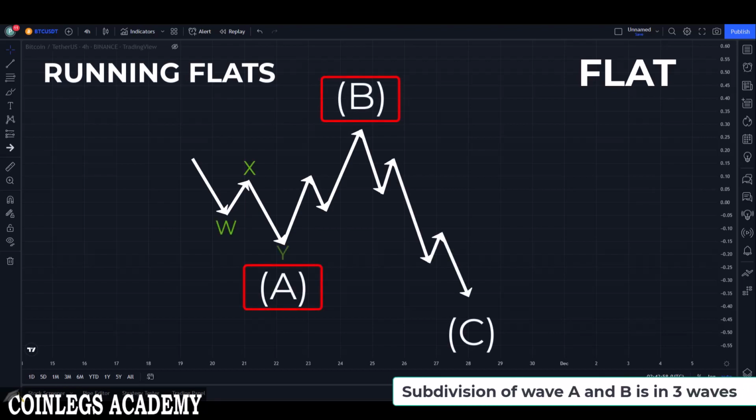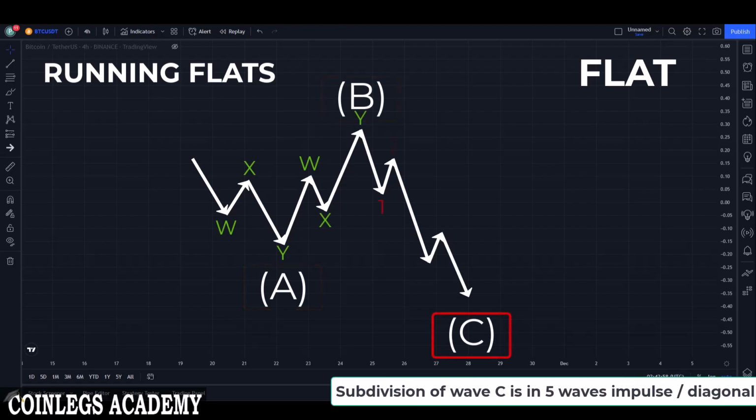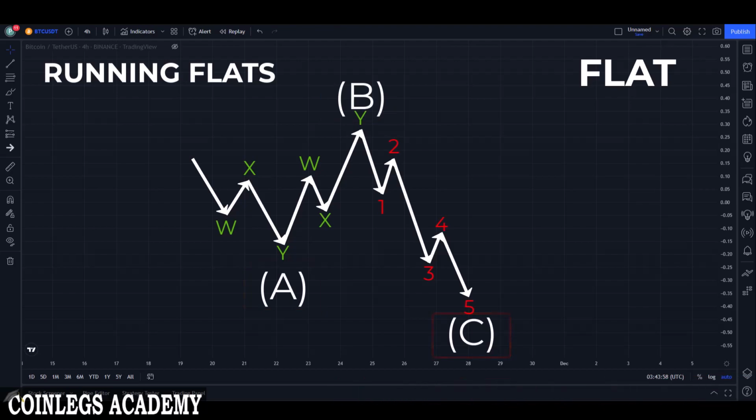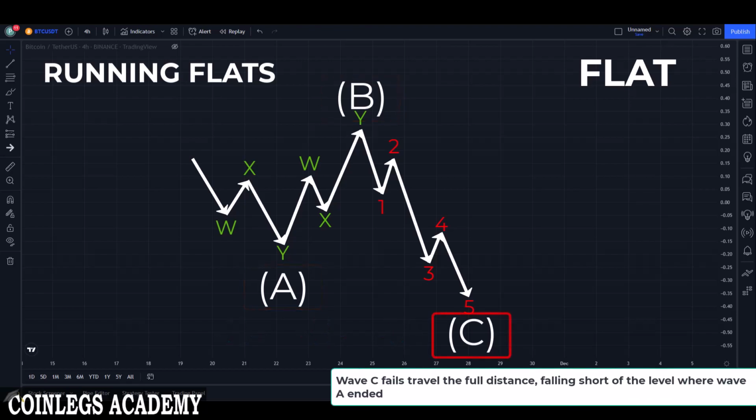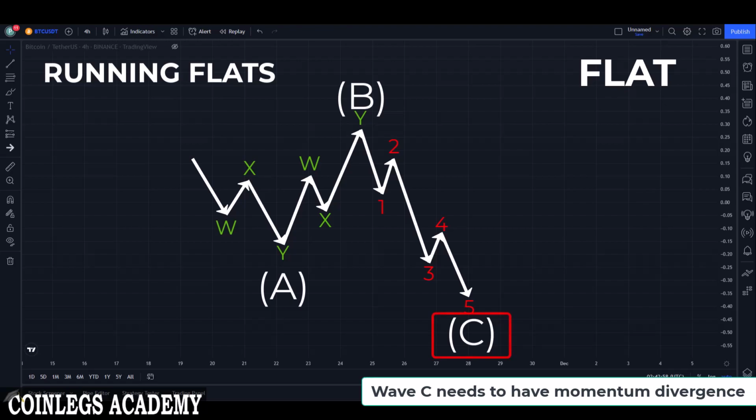Running flats are a corrective 3-wave move labeled as ABC. The subdivision of waves A and B is in 3 waves. The subdivision of wave C is a 5-wave impulse or diagonal. The subdivision of waves A and B can be any corrective 3-wave structure, including zigzag, flat, double three, and triple three. Wave B of the 3-3-5 pattern terminates substantially beyond the starting level of wave A, as in the expanded flat. Wave C fails to travel the full distance, falling short of the level where wave A ended. Wave C needs to have momentum divergence.